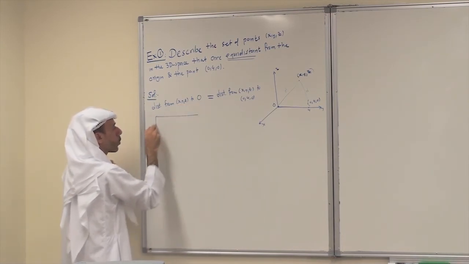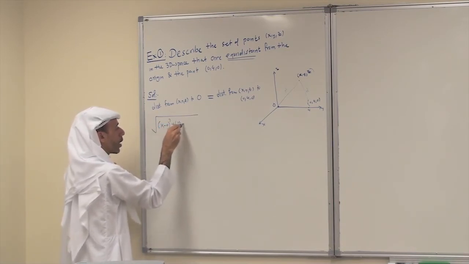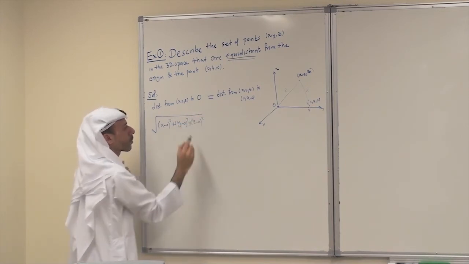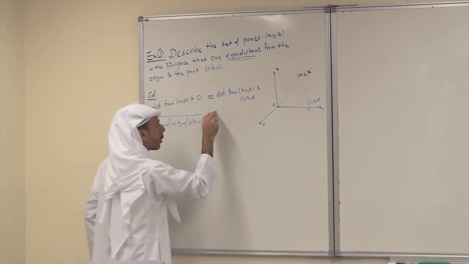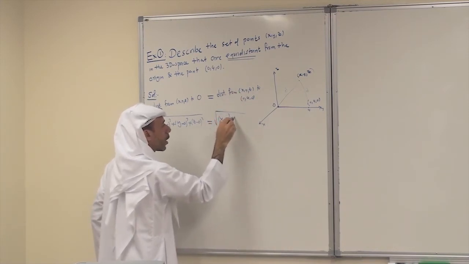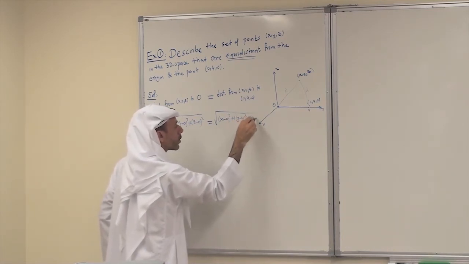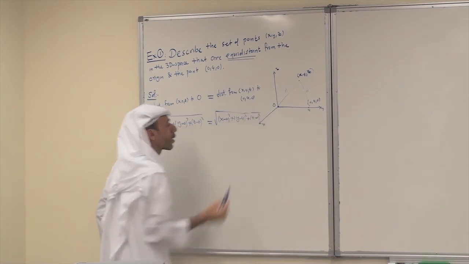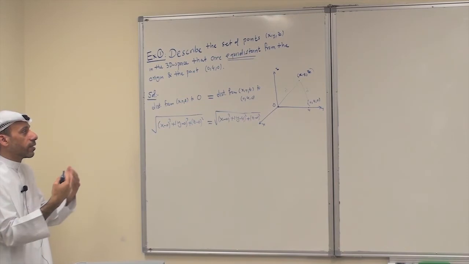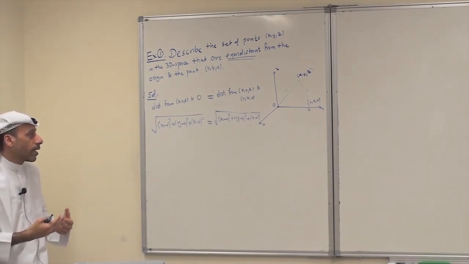It is the square root of x minus 0 squared plus y minus 0 squared plus z minus 0 squared, equal to the square root of x minus 0 squared plus y minus 4 squared plus z minus 0 squared. This is the formula equating the two distances. Okay. Now we have to simplify this formula.